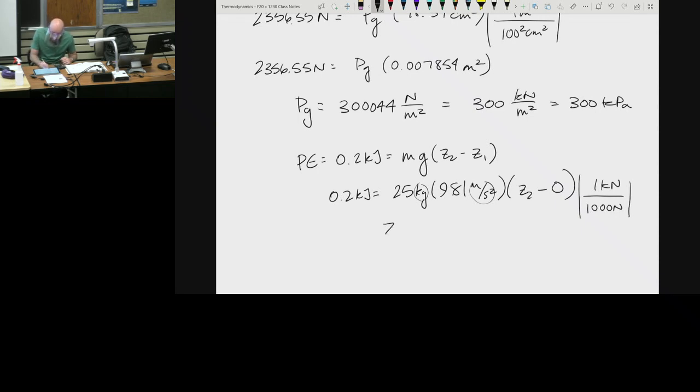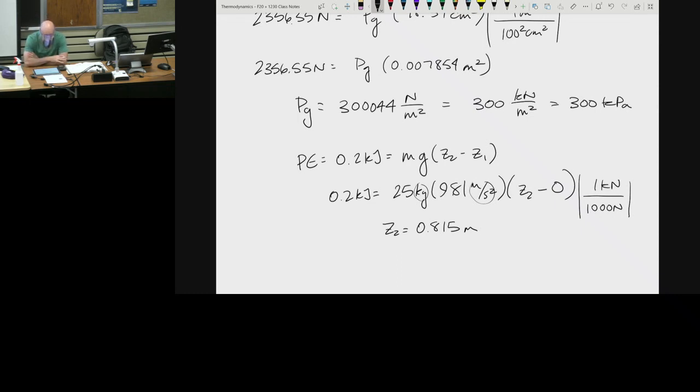And we get that our Z2 distance is equal to a positive 0.815 meters, which is a heck of a distance, right? Almost an entire meter of change of this piston. That's a lot. I have some problems with that too, with this problem, but we'll leave it to where I am.